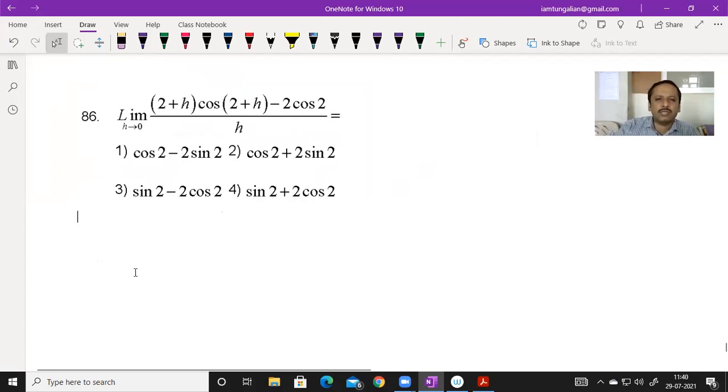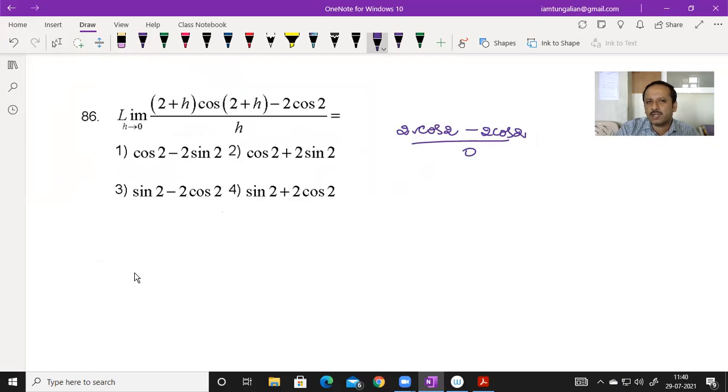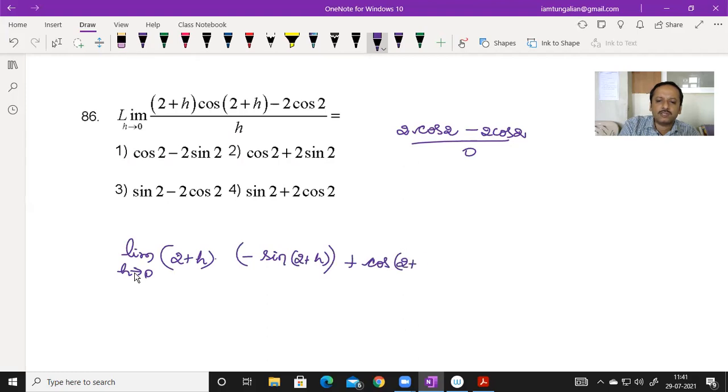Okay, 86th question, let me explain to you. Limit h tends to 0, (2 plus h) into cos of (2 plus h) minus 2 cos 2, divided by h. If I directly apply the limit as h tends to 0, we get 2 cos 2 minus 2 cos 2 divided by 0. So numerator 0, denominator also 0, 0 by 0, hence we use L'Hospital's rule. Here h is the variable, okay? So I have to differentiate this. Product rule I will use: 2 plus h into derivative of cos(2 plus h) is minus sin(2 plus h), plus cos(2 plus h) into derivative of 2 plus h, which is 1, minus the derivative of 2 cos 2, which is 0, divided by h, whose derivative is 1.